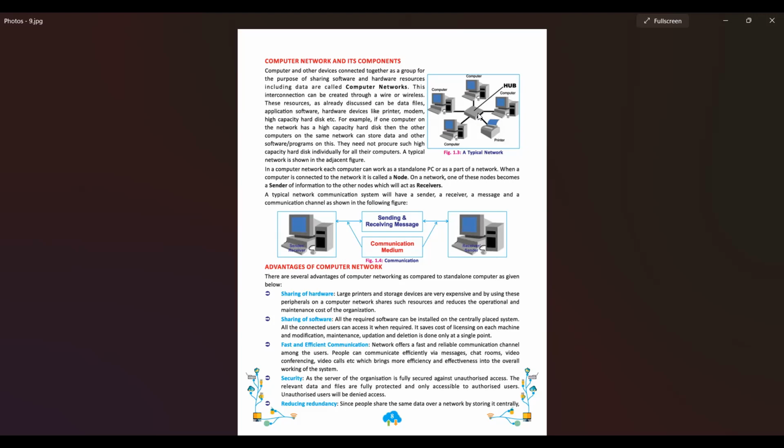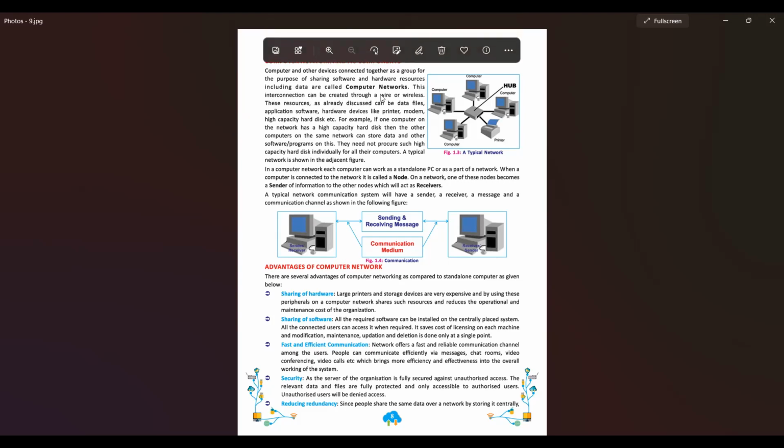Suppose computer A gives the print command, and computer B gives the print command, the same printer will give the output. The same printer will print the paper. So we don't need four printers for four computers. It is only possible because of the computer network. The computer network gives the facility to share data as well as hardware and software resources, which is very helpful from an industrial point of view.